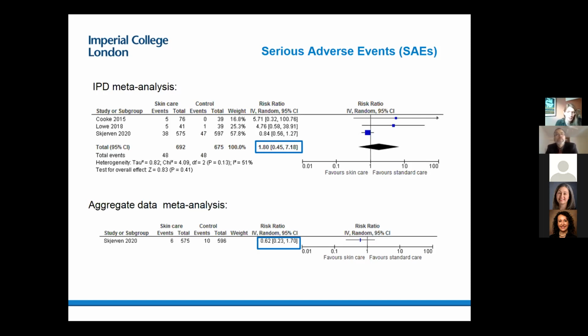Now, this was including the one trial that reported aggregate data on serious adverse events. When we examined the IPD, it actually revealed that not all the serious adverse events had been reported in the trial publication for this one trial. Serious adverse events had only been reported in the publication for participants who had had 2 or more serious adverse events that required hospitalisation. So in the IPD meta-analysis, the pooled treatment effect for serious adverse events is a bit different here. It's a relative risk of 1.80 with a confidence interval of 0.45 to 7.18.